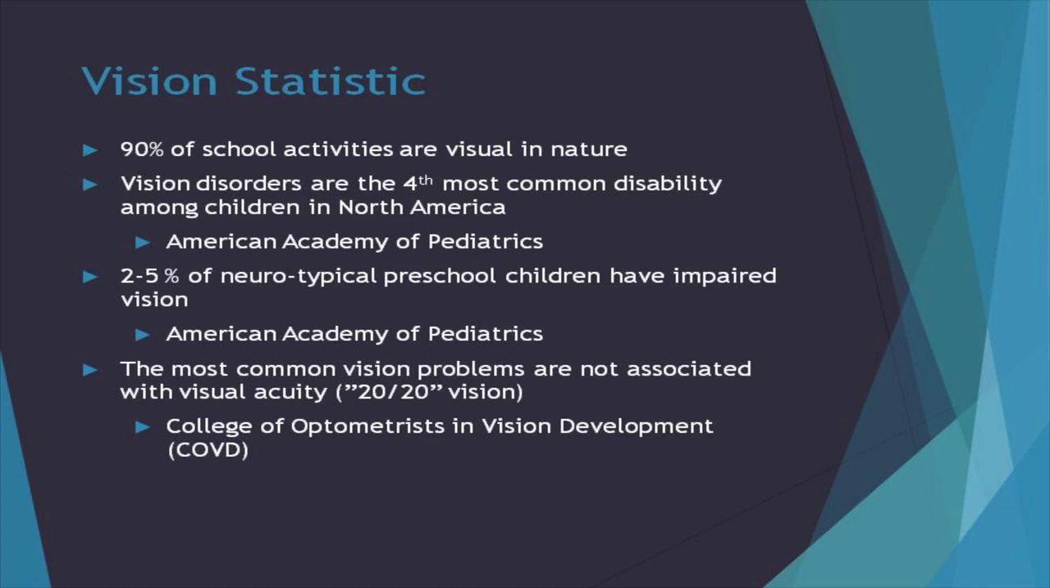You can imagine being in the school environment that 90% of school activities are visual in nature. Vision disorders are the fourth most common disability among children in North America, vision problems. And I would say probably 60 to 70% of these children have had their eyes evaluated in a routine eye exam. That's key. 2 to 5% of neurotypical preschool children have impaired vision and nobody knows about it. And the most common visual problems that we're going to talk about today are not associated with visual acuity, the so-called I have 20/20 vision, there's nothing wrong with my eyes.